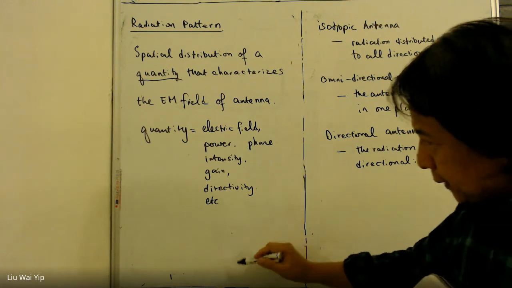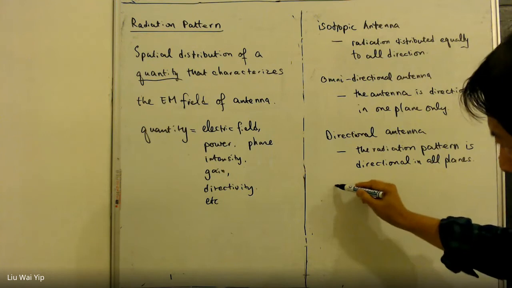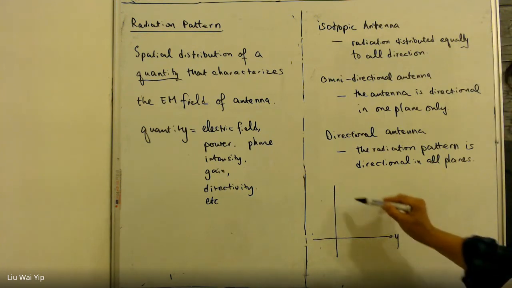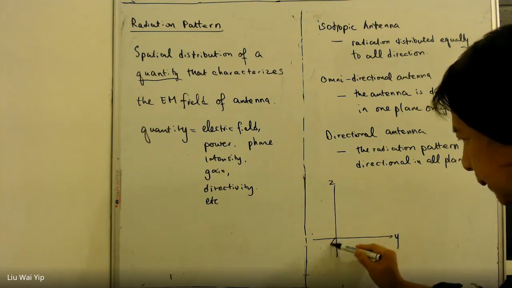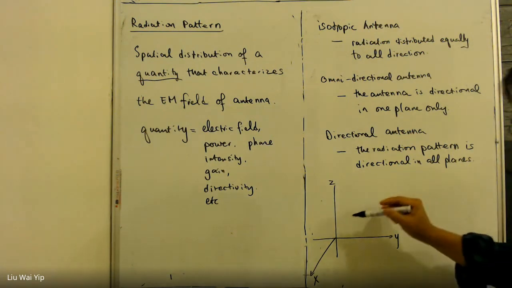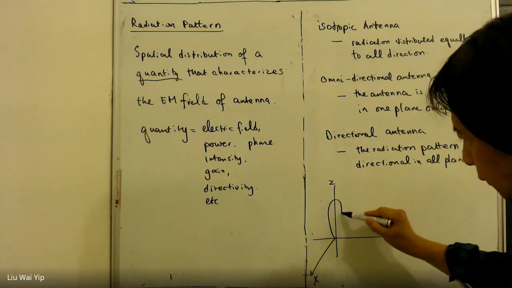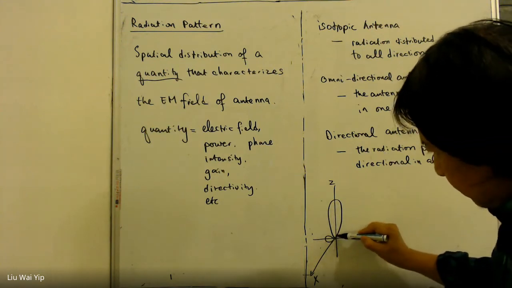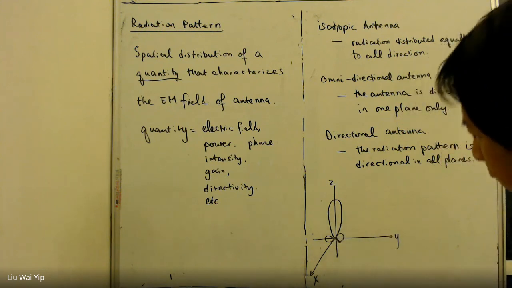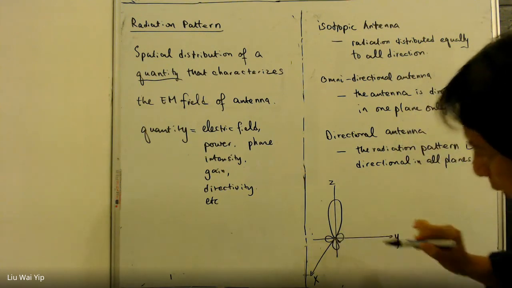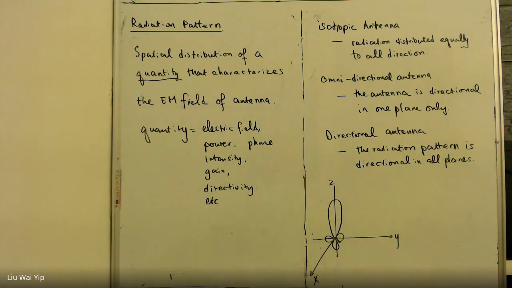And now suppose we have a directional antenna. Your antenna is like this. We have a three-dimensional space, Y, Z, and then X here. And your radiation field pattern will be like this. And then you have some small quantity of power dissipated to the unwanted direction. And you also have the one going backward.